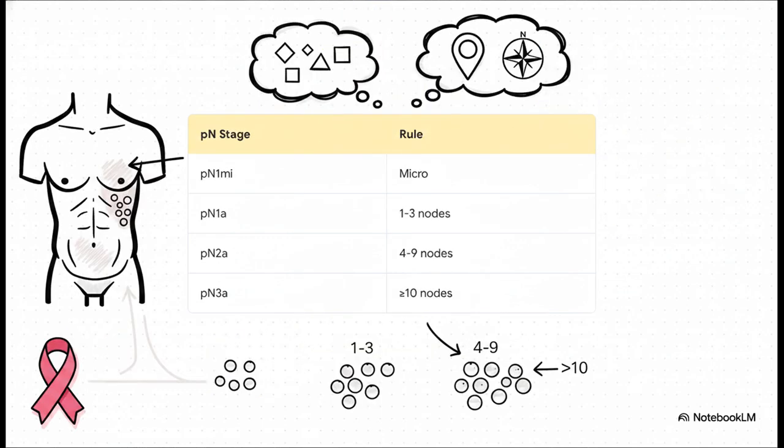Right, so when we shift over to pathologic N staging, the golden rule here is literally think numbers first, location second. Seriously, just count. Micrometastases up to 2 millimeters, that gives you pN1mi. 1 to 3 nodes, that's pN1a. 4 to 9 nodes, you're sitting at pN2a. And once you hit that magic number of 10 or more nodes, or if you hit level 3, boom, you've reached pN3a. If you keep the numbers isolated in your mind first, you will never miss a pathologic staging question.